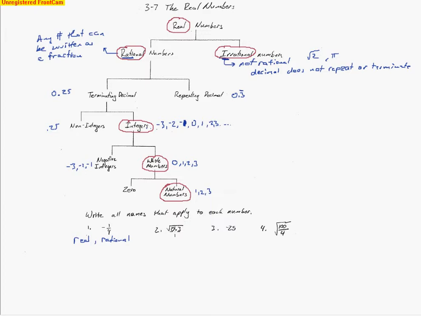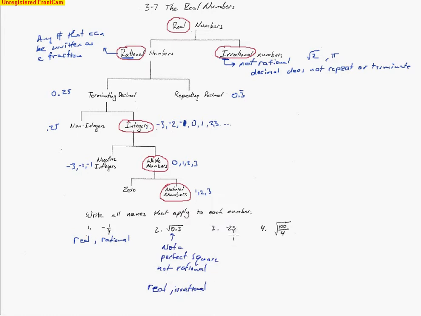Well, if I look at the square root of 0.3, I can't take the perfect. It's not a perfect square. So since it's not a perfect square, that means it's not rational. But it is a real number, so we would say real and irrational. And we'll get to an example that is not real later on, but we've got to list all the different categories that apply to it, and those are the two that apply.